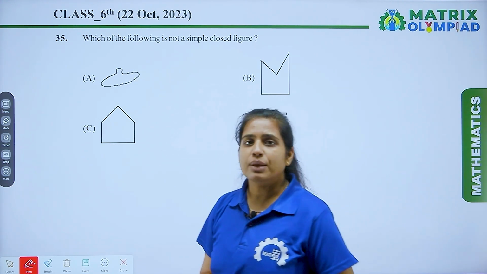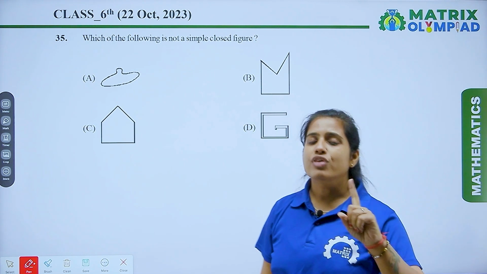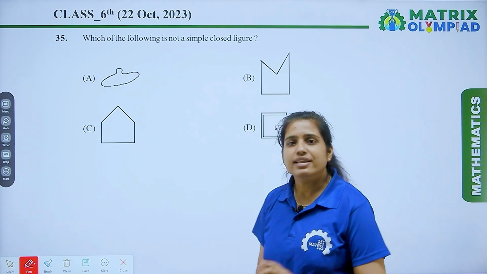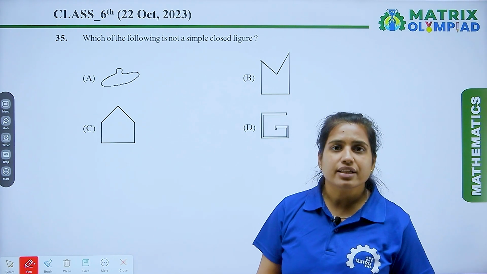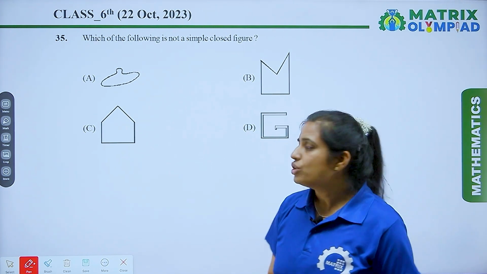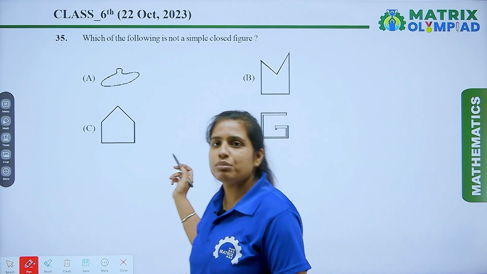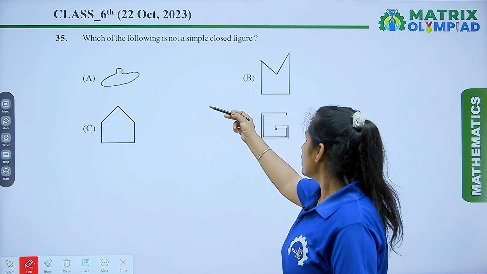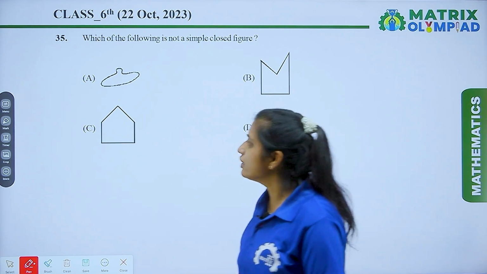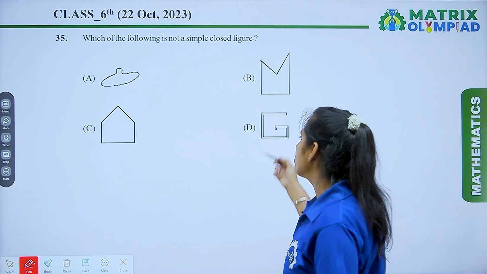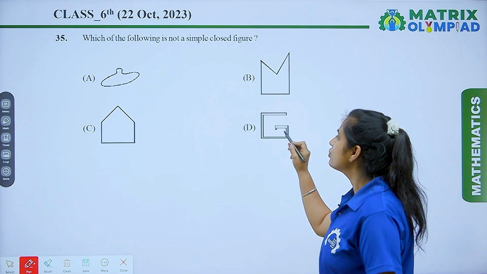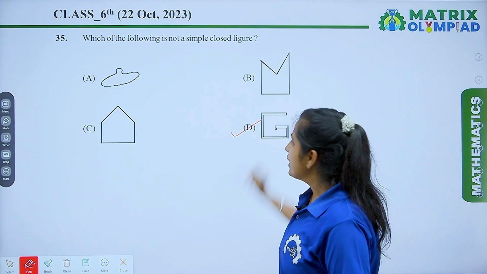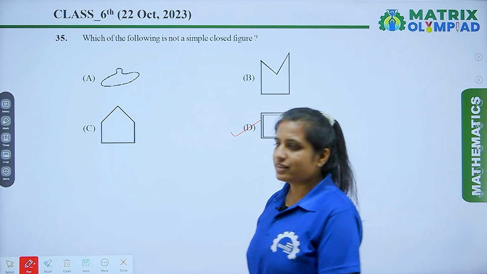the things we have to keep in mind are, first, the starting and ending point of a closed figure is the same. And the second thing is they do not intersect each other. So here in the same figure, the line segments do not intersect. So options A, B, C are simple closed figures, but option D is not a simple closed figure because its starting and ending points are different. So option D is the correct answer.